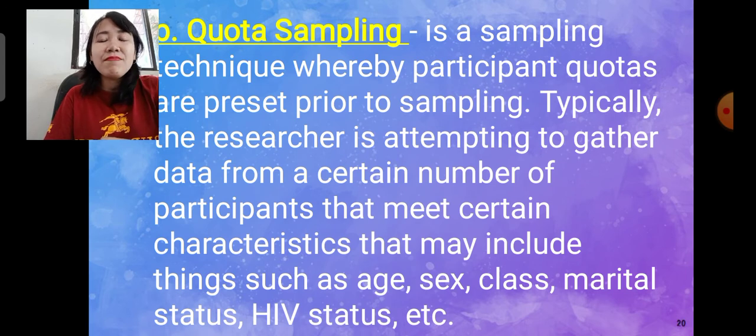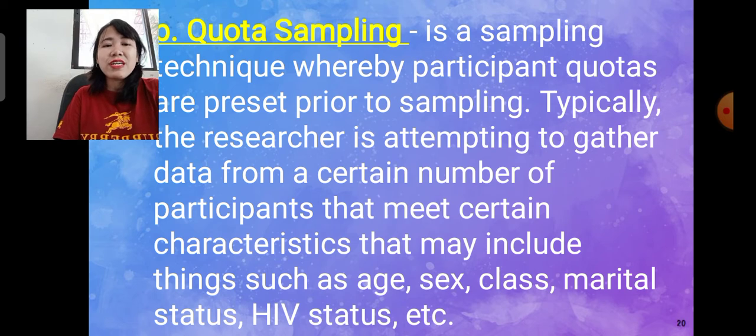So, it is a sampling technique whereby participant quotas are present prior to the sampling. Typically, the researcher is attempting to gather data from a certain number of participants that meet certain characteristics that may include things such as age, sex, class, marital status, HIV status, and etc.